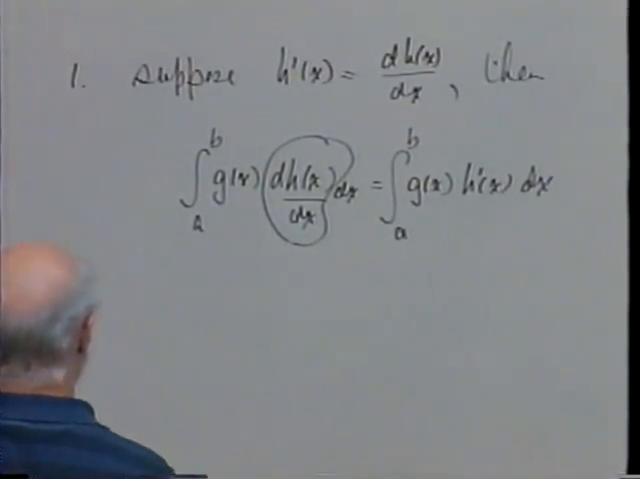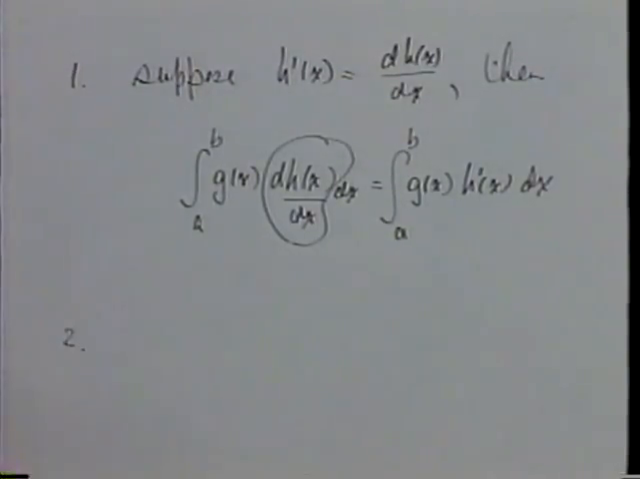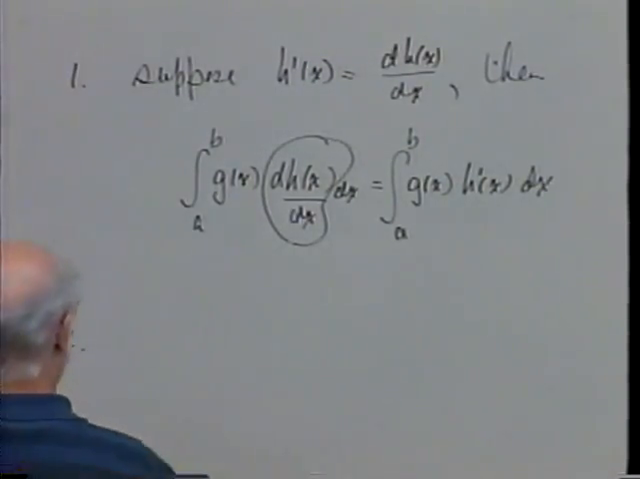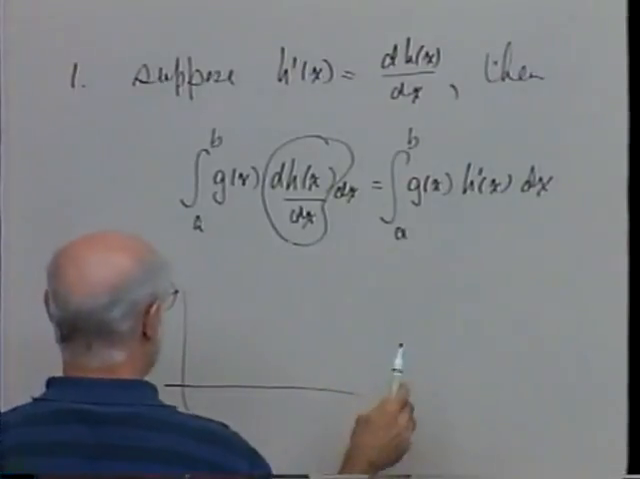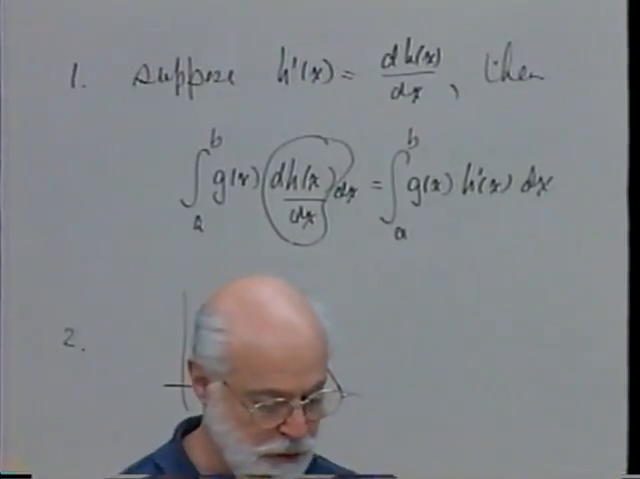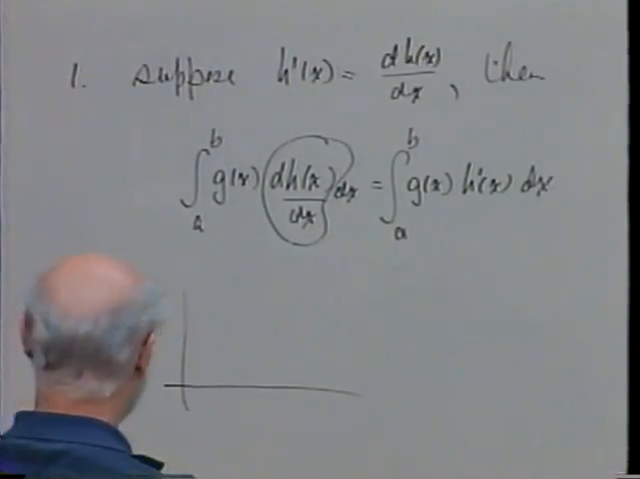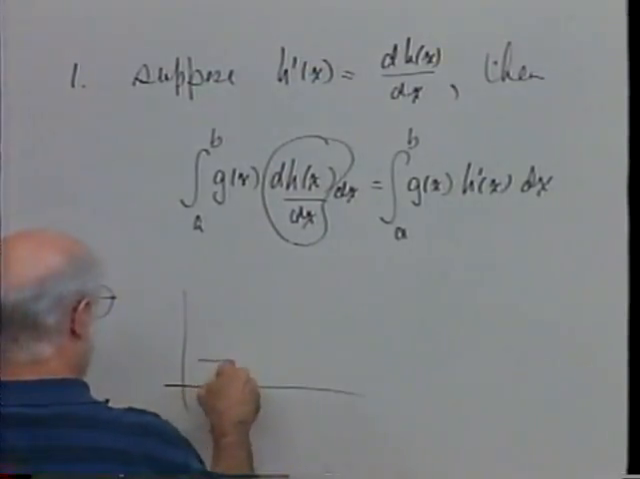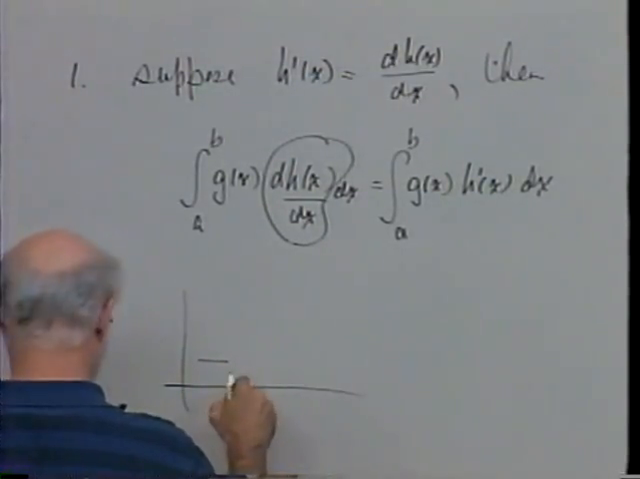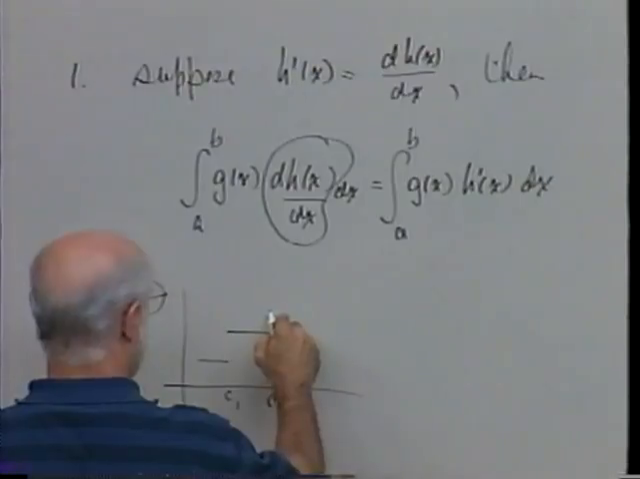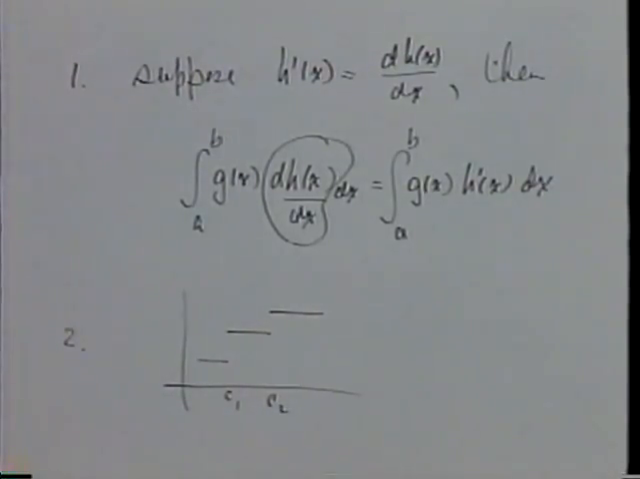Okay, now here's another property. And with these two properties, in effect, I can evaluate everything. Now the second property says, suppose, I'll just draw a picture of it. Suppose that my h is a step function. So let's say it looks sort of like this. There's a value, and then at C1, it jumps. And then at C2, it jumps, and so on.